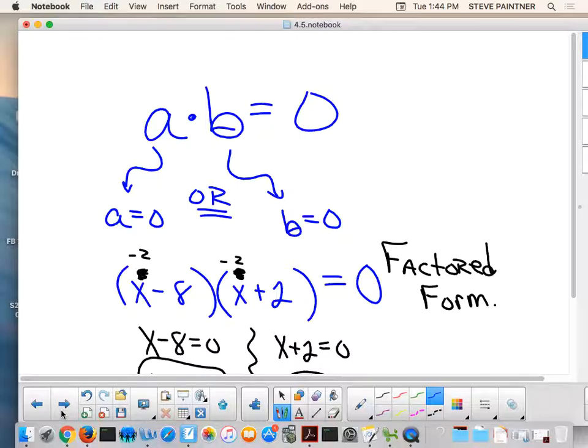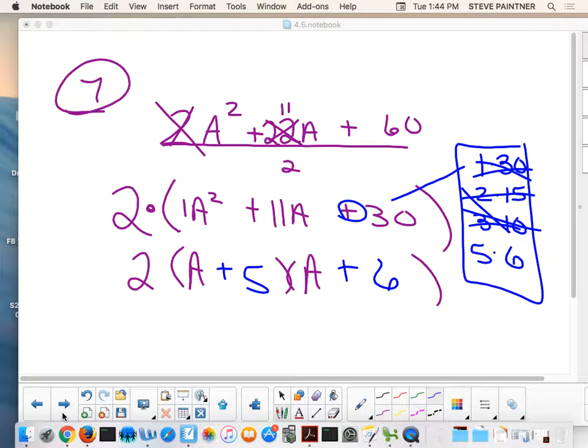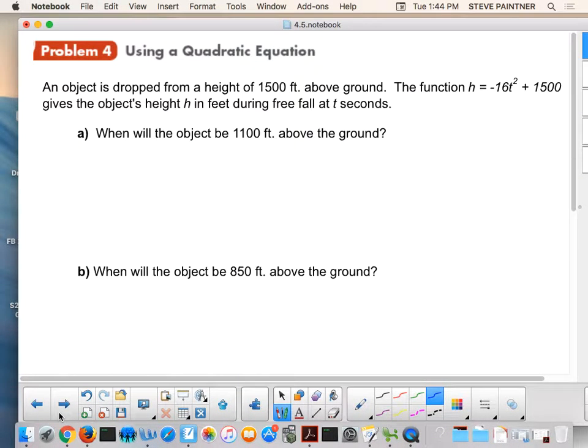Okay. The group looks like they got it, or the group looks tired, I can't tell.